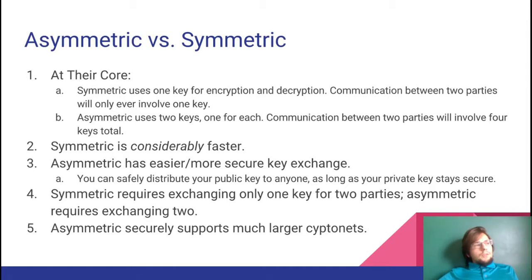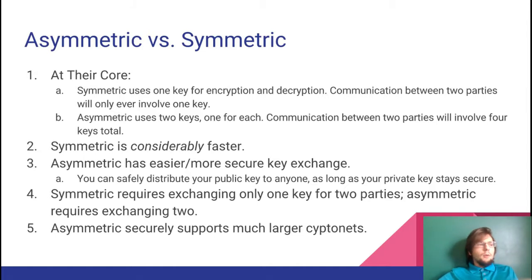Now, because of the algorithms used, symmetric encryption is considerably faster. Asymmetric relies on mathematical operations that are very hard to do in one way, but very easy to do in the other way. But as a consequence, it can be very slow, at least compared to symmetric cryptography. Asymmetric cryptography also has easier and more secure key exchange, as I kind of discussed. You can safely distribute your public key to anyone. It doesn't matter who. As long as your private key remains secure, the communications will still be encrypted.